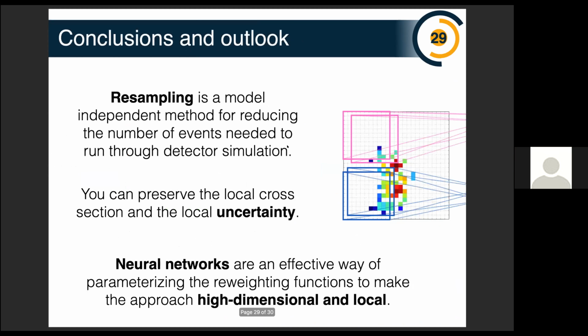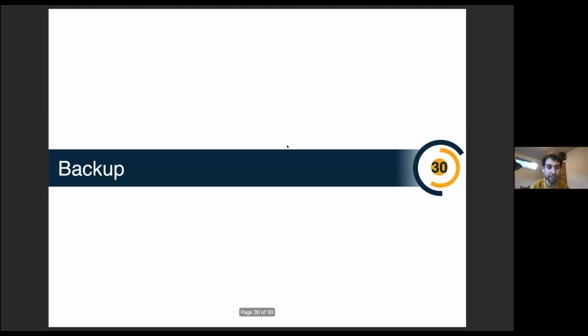Okay, so that basically brings me to the end. Resampling is a model-independent method for reducing the number of events needed to run through detector simulation. You can preserve the local cross-section and the local uncertainty, which is one of the new innovations that we introduced in our paper, independent of the neural network part. And then neural networks are an effective way of parameterizing the reweighting functions to make the approach high dimensional and to give us access to the local weight. And that's it. Thank you.